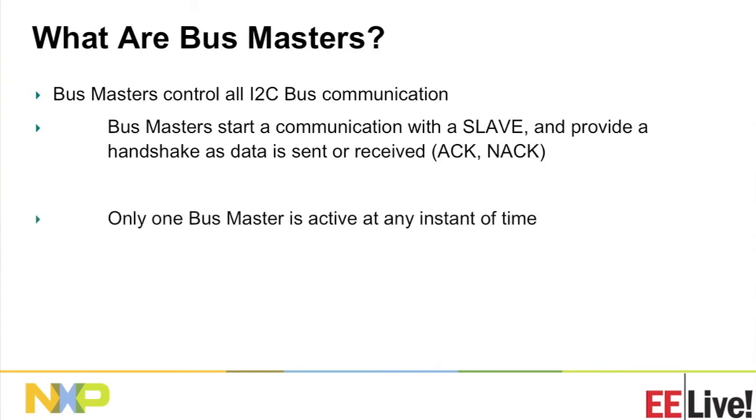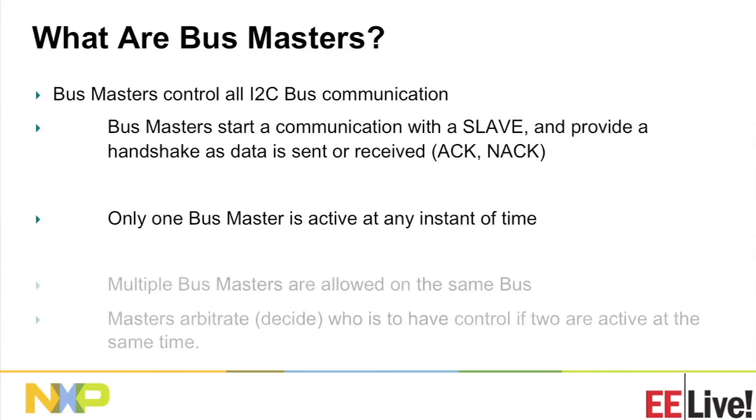And there should only be one bus master active at any time. The wording in this sentence is very carefully constructed to leave the door open. You can have more than one master if you wish. The bus has arbitration, which will allow two masters or more to coexist. Most of the applications are one master, many slaves, or one master, one slave.